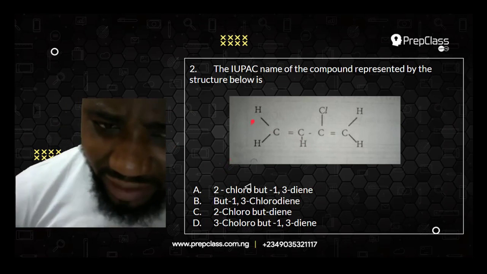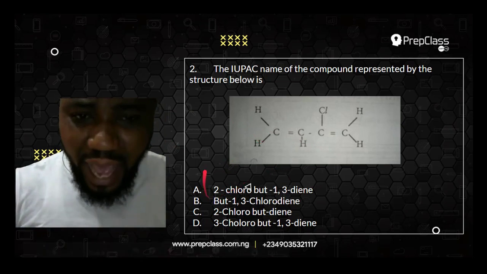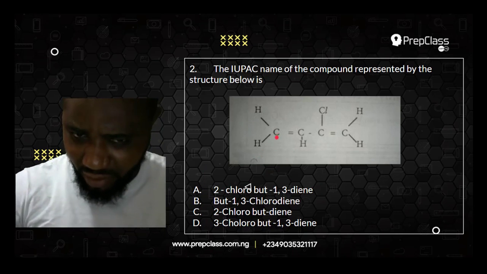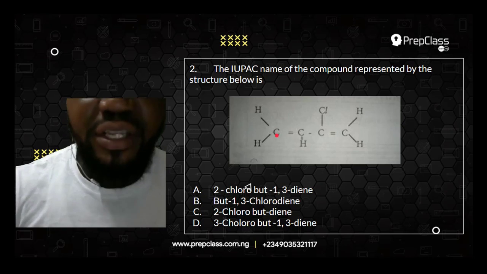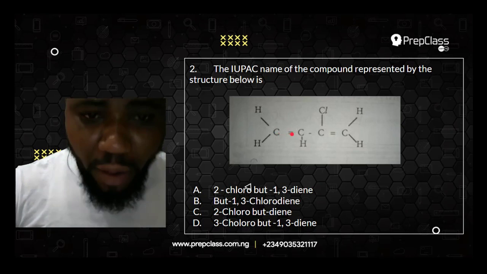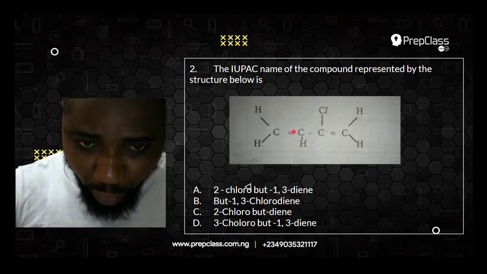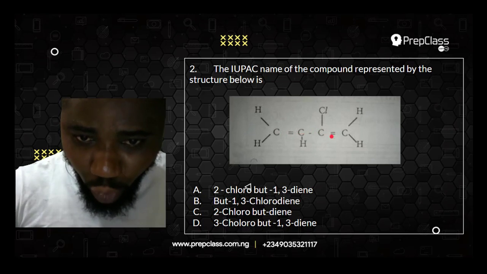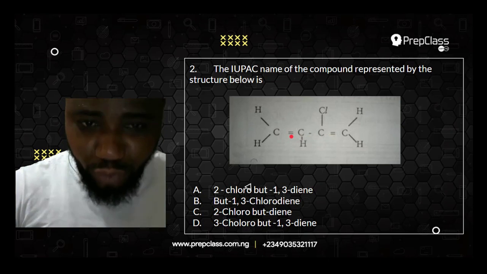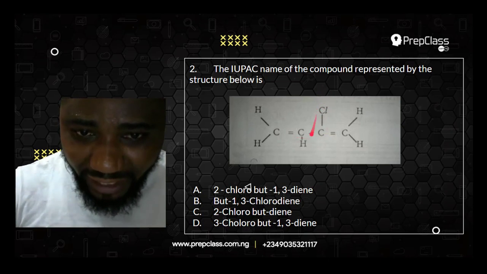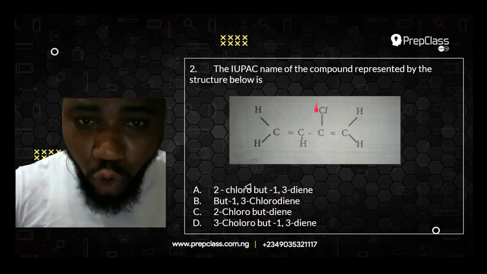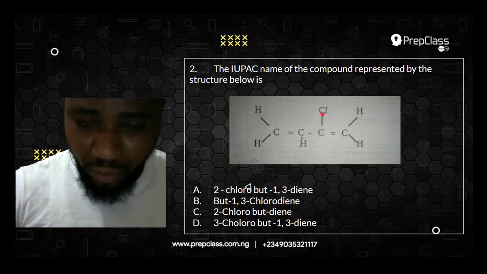Before we consider writing our answer, we must apply the principle for naming. In the principle of naming hydrocarbons, we use the numbering system. You number in such a way that this double bond, because it is the functional group of this hydrocarbon, has the smallest possible number. And also this chlorine attaching to this carbon here will also have a small number. Those are the rules for numbering.